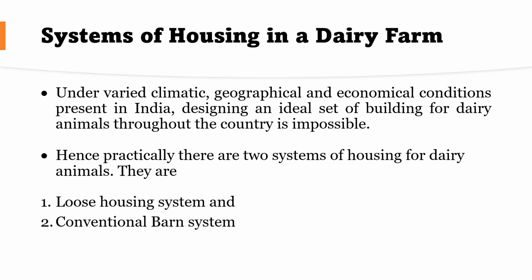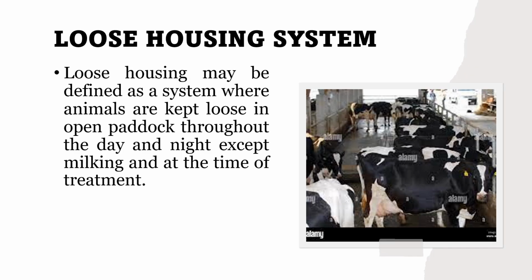India has varied climatic, geographical, and economical conditions. So, designing an ideal set of buildings for dairy animals throughout the country is impossible. Several types of housing are available. The farmer has to select a housing system keeping in view the local environment and economic status. There are two housing systems for dairy animals. They are loose housing system and conventional barn system.